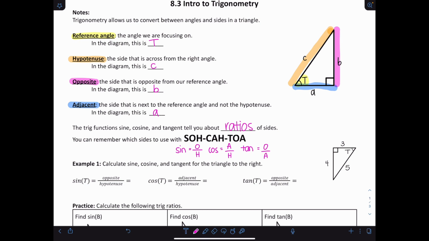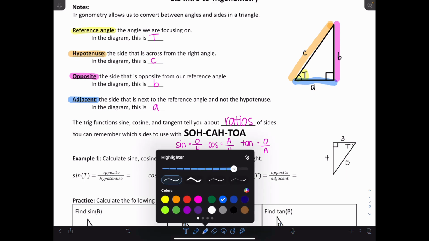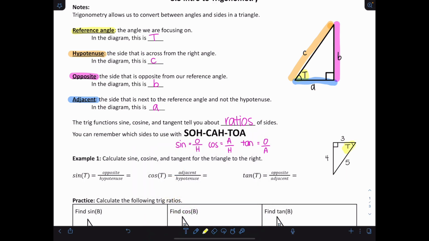So let's take a look at an example here. Calculate the sine, cosine, and tangent for the triangle to the right. Our reference angle here is T. That's the only angle that's labeled up here in the upper right-hand corner. You can see that this angle is what gets plugged into each of our functions. So we're calculating the sine of T, the cosine of T, and the tangent of T.